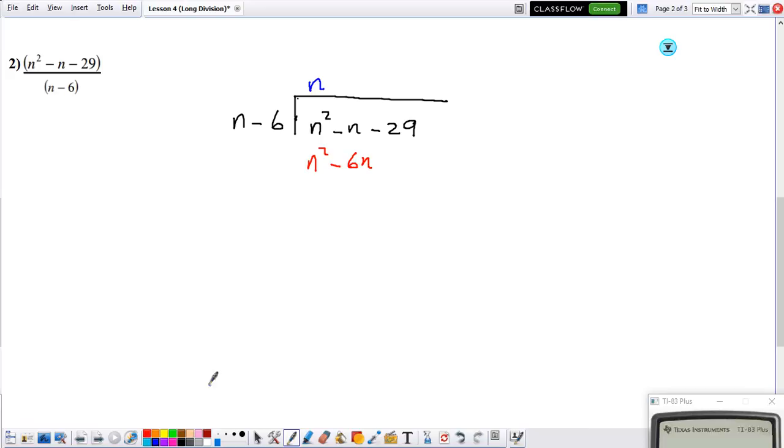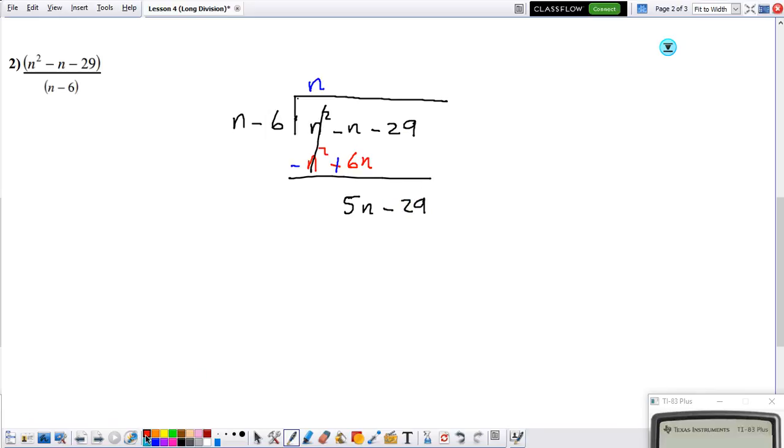And remember, every time once you're done multiplying, you got to change the sign. So if this is a plus, change it into a minus, and if this is a minus, change it into a plus. And now that we're done with this, we can combine like terms. Notice that the n squareds are going to cancel out. Positive 6n minus n, that's positive 5n. We have not done anything to this 29, so we're going to bring it down.